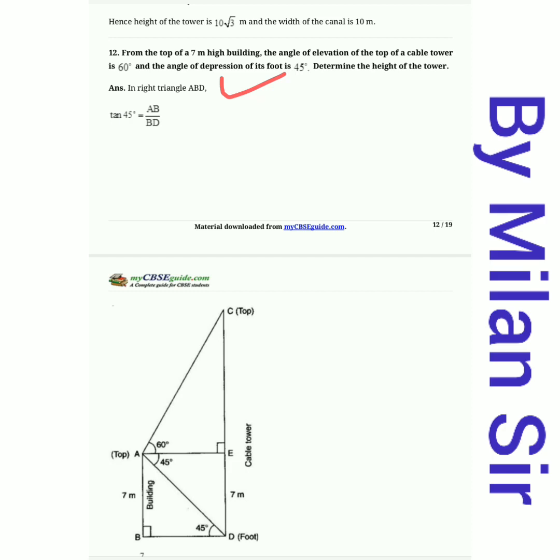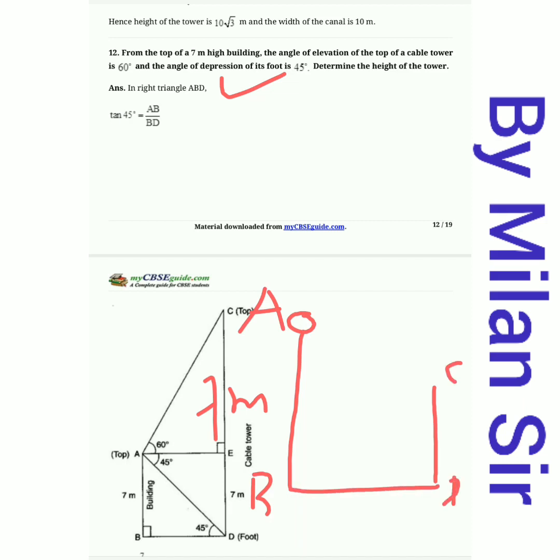So first of all, we consider one building, a 7-meter high building, right? Then we need to consider one tower. Now if we take the height of the tower is less than the height of the building, then the angle of elevation is given from the top of the building, right? The top of the building I'm naming AB and here CD. Here in the question it is given that from the top of the building, that means from point A, the angle of elevation is given.